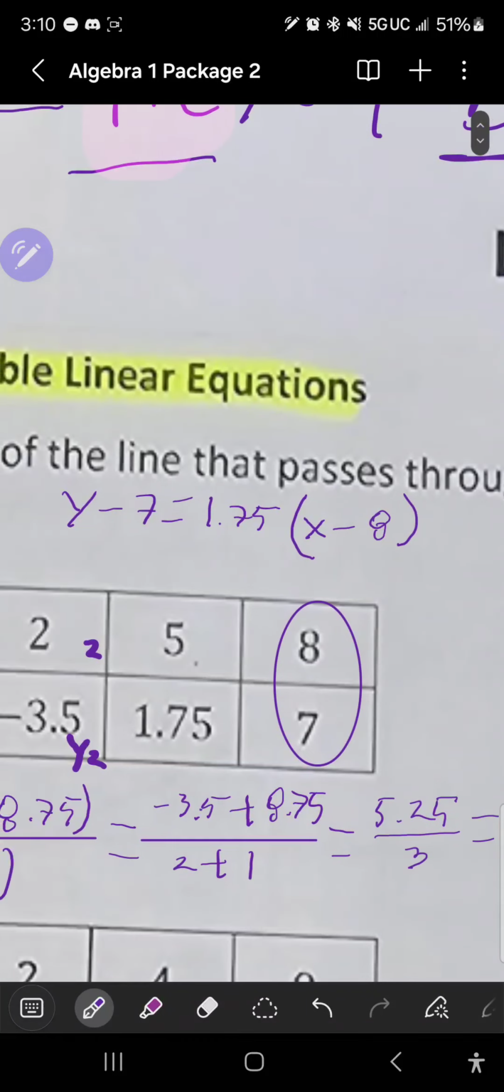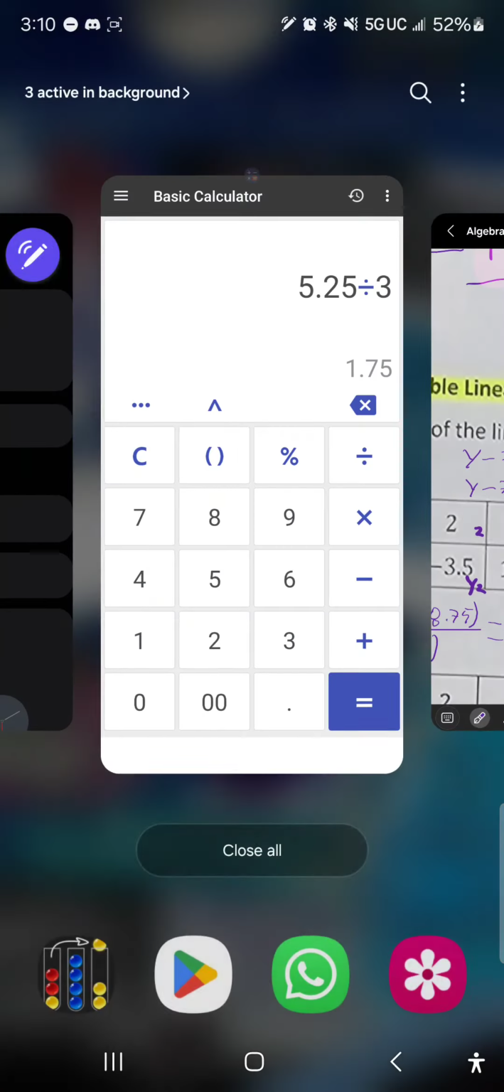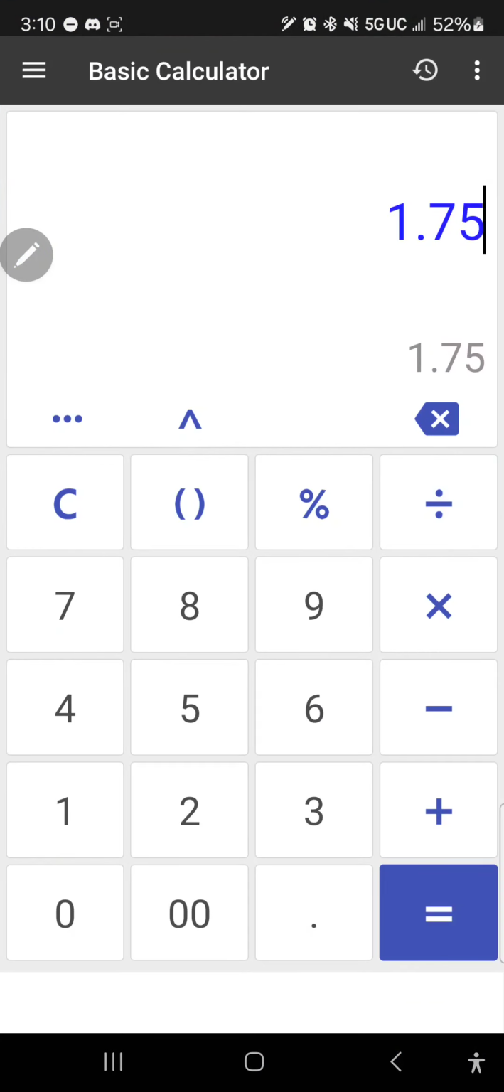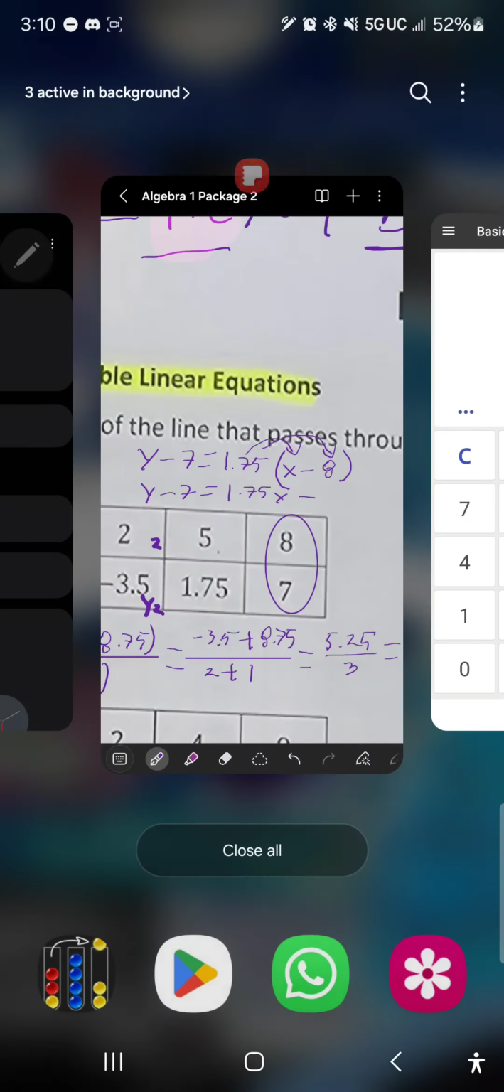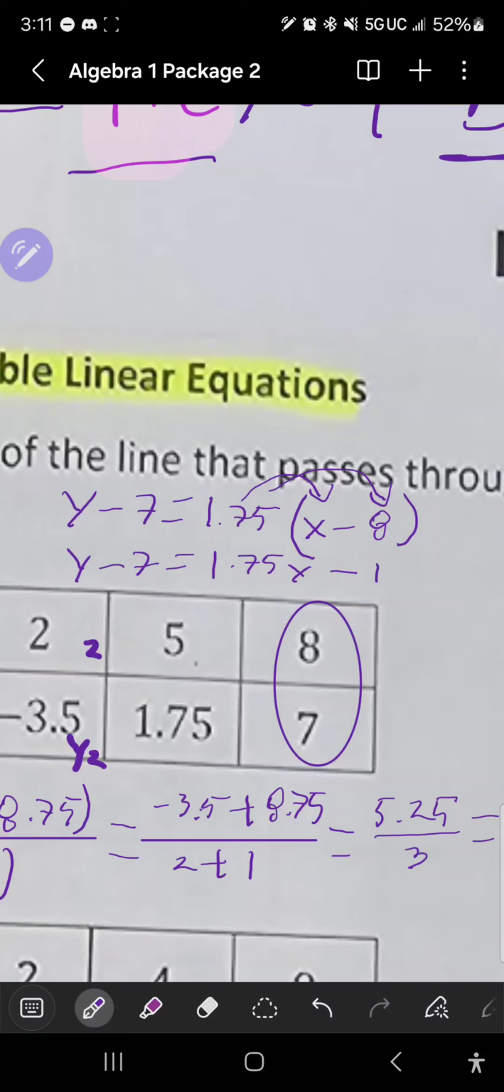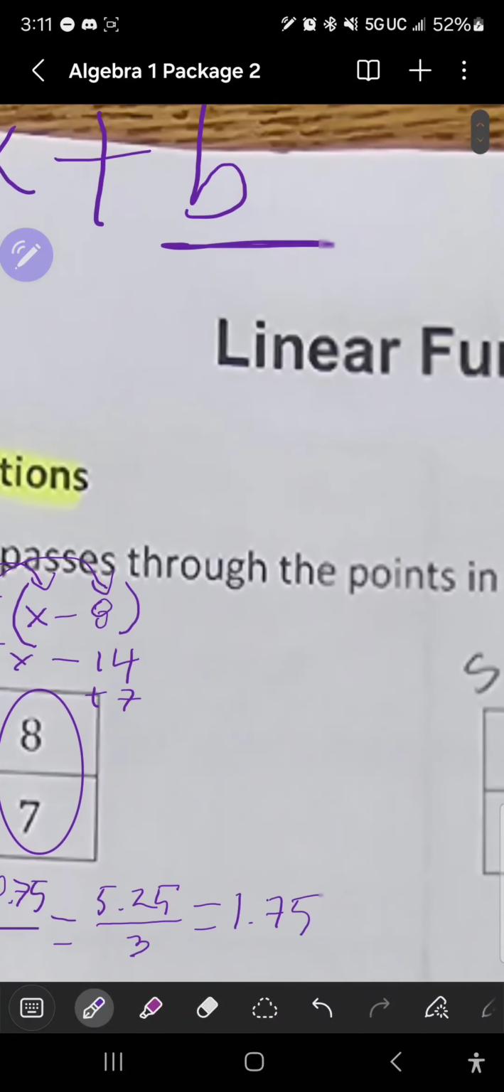So multiply the distribution, so y minus 7 equals 1.75x minus, since they have different signs, 8 times 1.75 is 14, so minus 14. And now we add 7 on both sides, and we get that y.